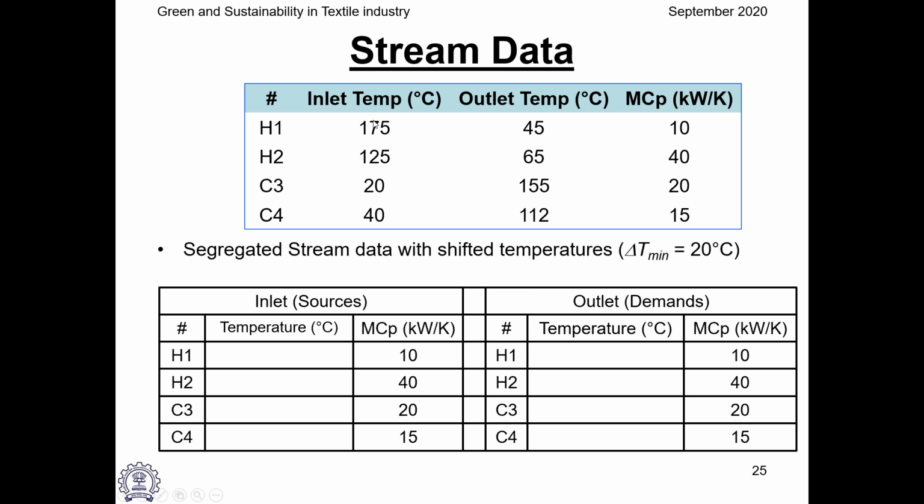And then we write down separately, this side is the inlet side, I will write down here, and this is the outlet side, we'll write down here. Okay, and that's the way we are going to look at it. The first one, what should be here? Look at H1, the inlet temperature is 175. We have to reduce it by half delta T min, that is 10. So it becomes 165. H2 will become 125 minus 10, that will be 150. C3 will become similarly 20 plus 10, that is 30. And C4 will become 50. Similarly, if you look at the outlet side, we have 35, 55, 165 and 122. Okay, and I have written the MCP for both the cases.